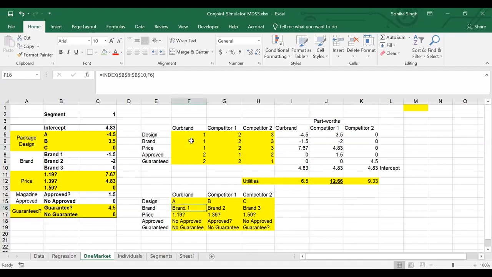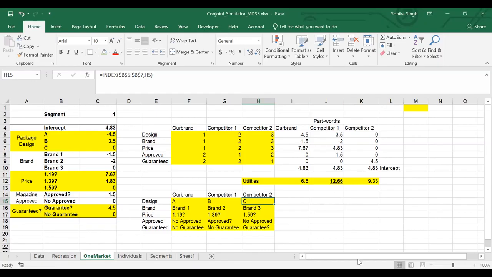So what we can do is replace all these numbers with labels. So this number 1 for design represents design A. This is design B. This is design C. Now, if we want to calculate which of these designs this particular individual derives the highest utility from, right?